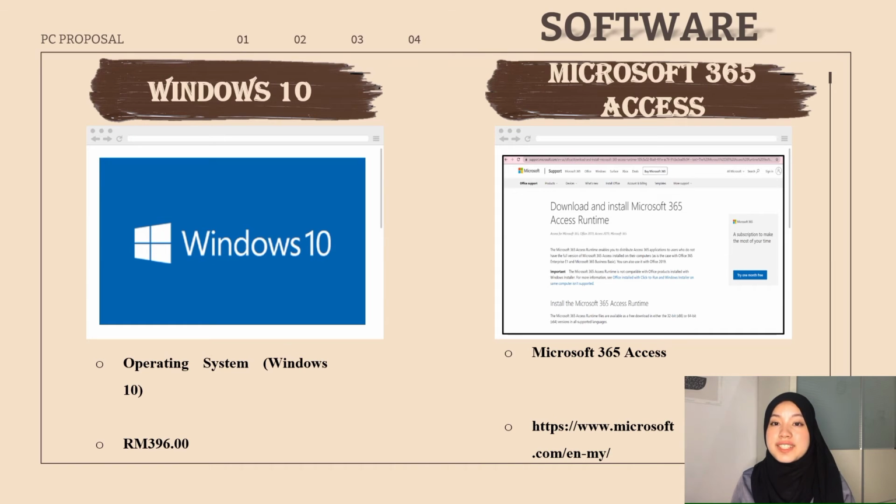For software, first we suggest Aliyah to use the Windows 10 operating system developed by Microsoft. It is because Windows 10 includes Microsoft Word and Microsoft Excel, which are the software that is always used by everyone. Second is Microsoft 365 Access. We want Aliyah to use the most powerful Office apps of any competitor, and it requires the Windows 10 operating system.